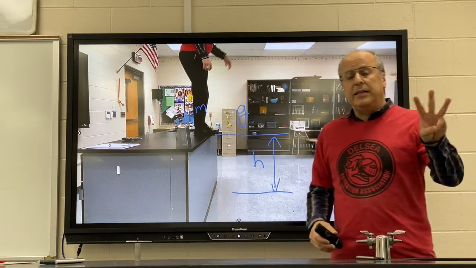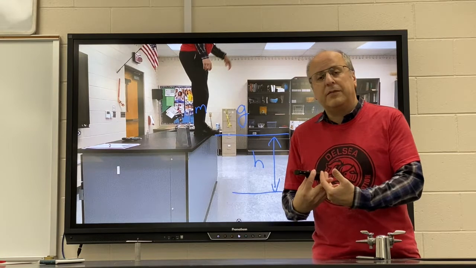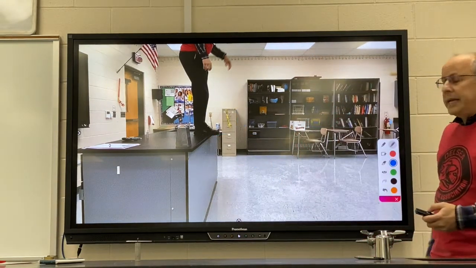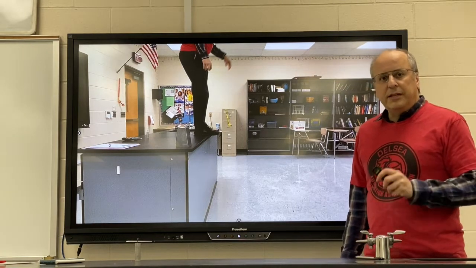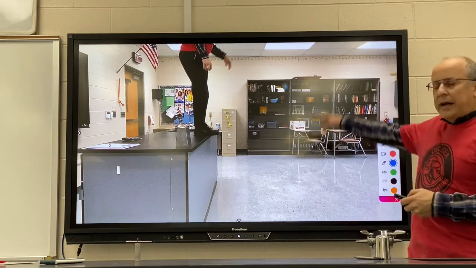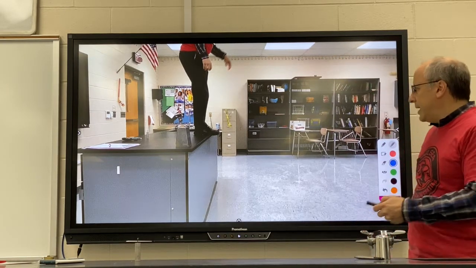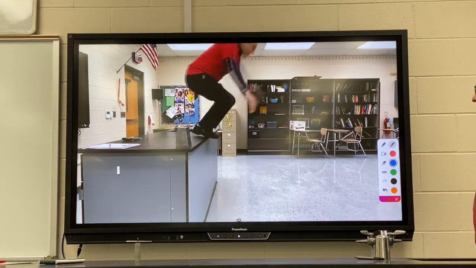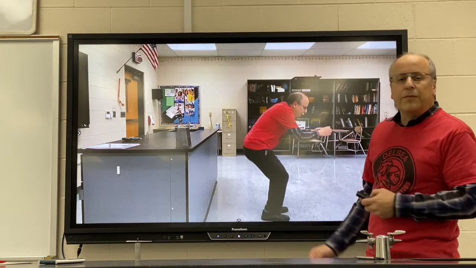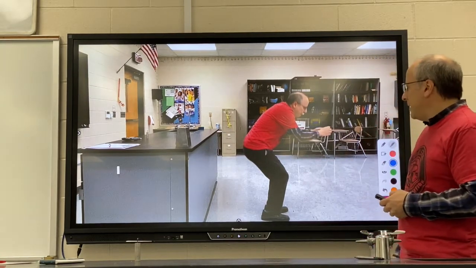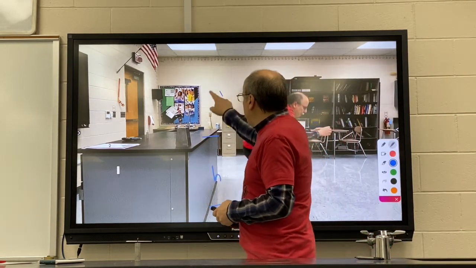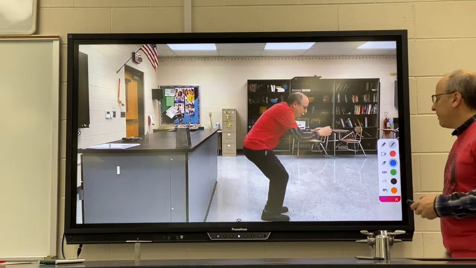So changing any of these three things would change the amount of energy that I possess based on gravity. So once again, gravitational energy is based on my position in a gravitational field. The higher I am, the more energy I possess. So as I jump down, I unleash that stored energy and it turns into other forms, which we'll talk about later. All right? Again, it depends upon my mass, the height, and the strength of the gravitational field.